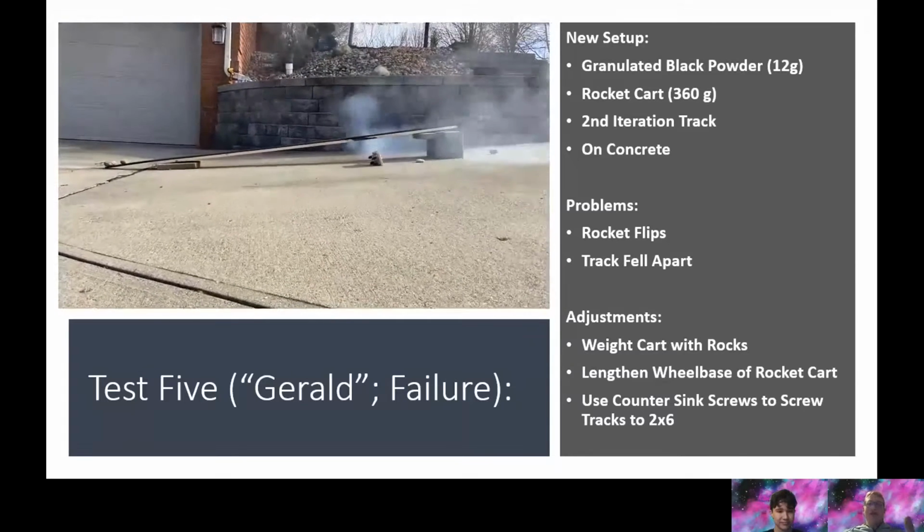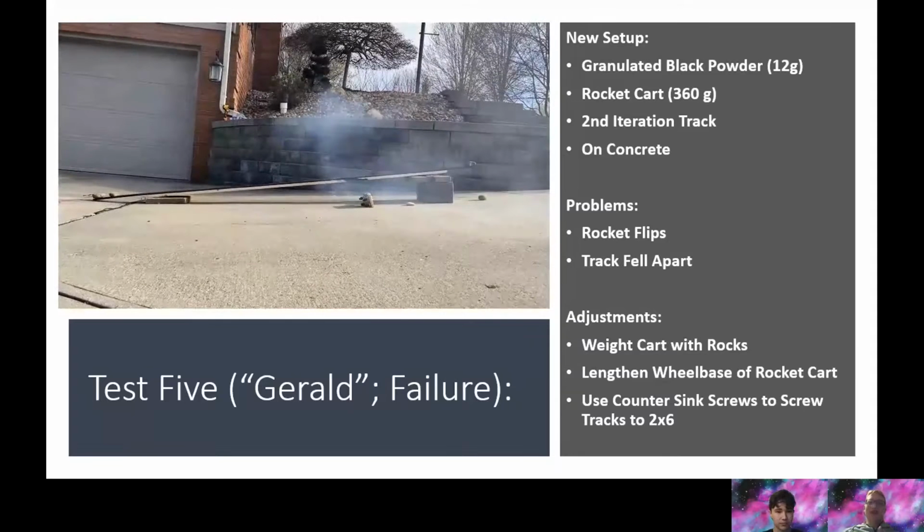See, the problem here was there was too much thrust and the rocket flipped, and also the track fell apart again. So we decided to weight the cart with rocks to counteract the thrust of the granulated black powder, lengthen the wheelbase of the rocket cart to make it more stable, and use countersink screws to permanently adhere the PVC pipe onto the 2x6 piece of lumber.